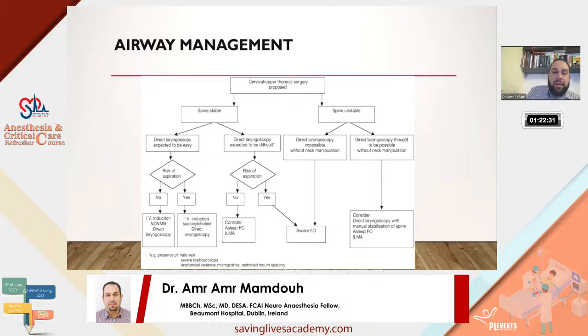And this is a very simple protocol. In fairness, it depends on 2 main points: the stability of the spine and the risk of aspiration. And it ranges from using a non-depolarizing muscle relaxant, up to awake fiber optic, passing through the intubating LMA and asleep fiber optic as well.